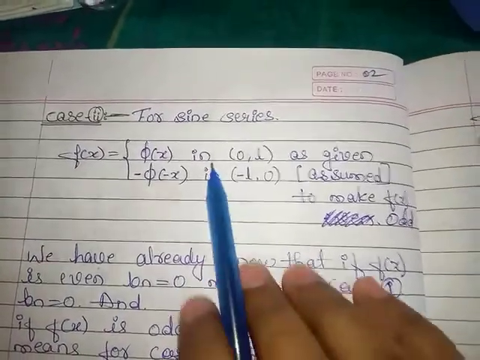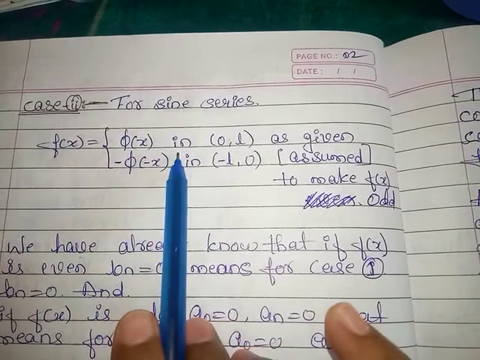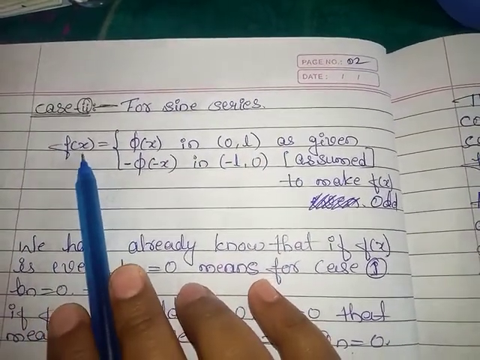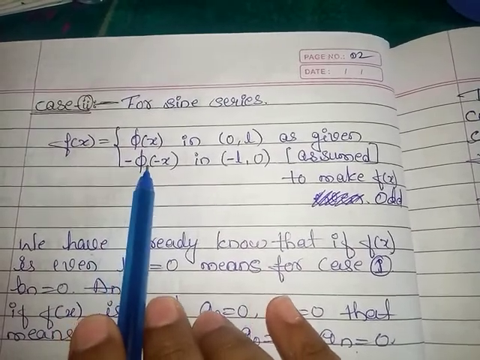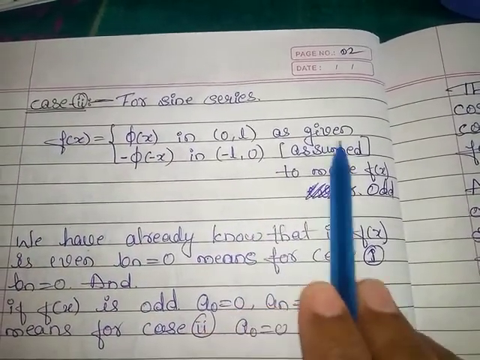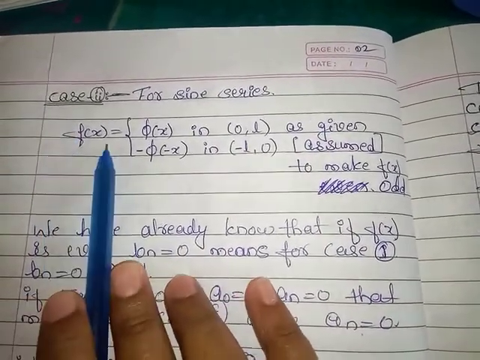Next case is for the sine series. Here f of x is equal to phi of x in the interval 0, L as given, and we have to consider f of x is equal to minus phi of minus x in the interval minus L, 0, which we have to assume to make this f of x odd.